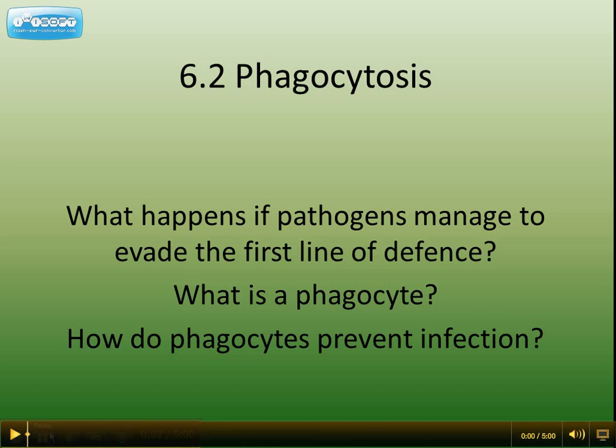We've seen how hosts resist the invasion of pathogens using first lines of defence. But what happens if the pathogens are able to evade those lines of defence? For example, if they enter through a cut in the skin, or if they do manage to bypass the mucus in your respiratory system and get down into the alveoli? Well, we need to look at a process called phagocytosis and the phagocytes that are responsible for attacking and destroying pathogens once they've entered our body.